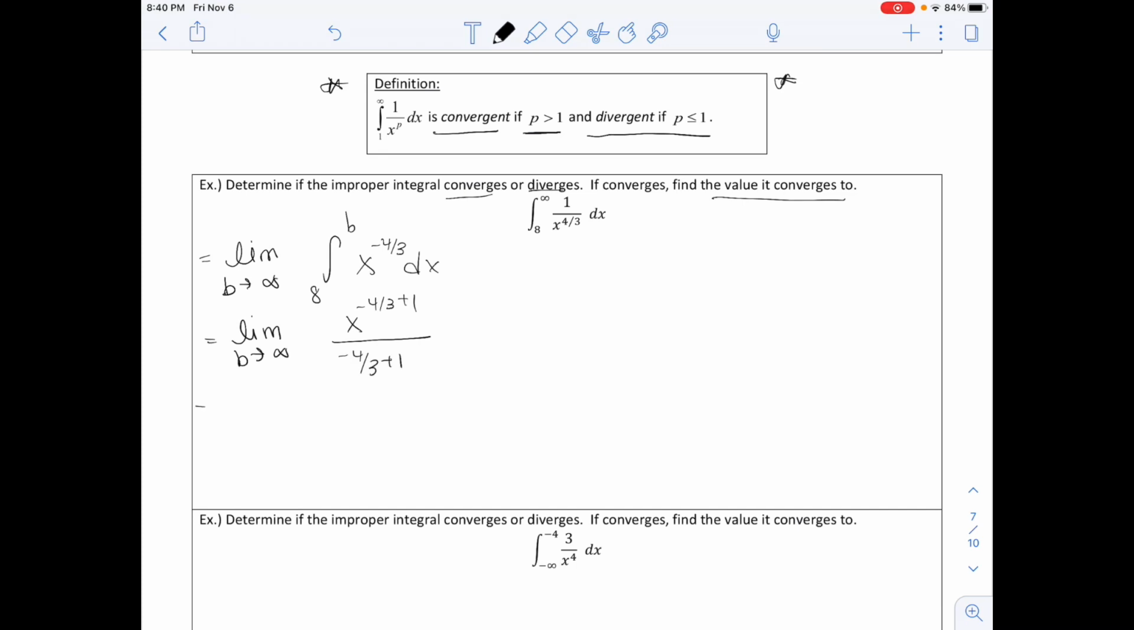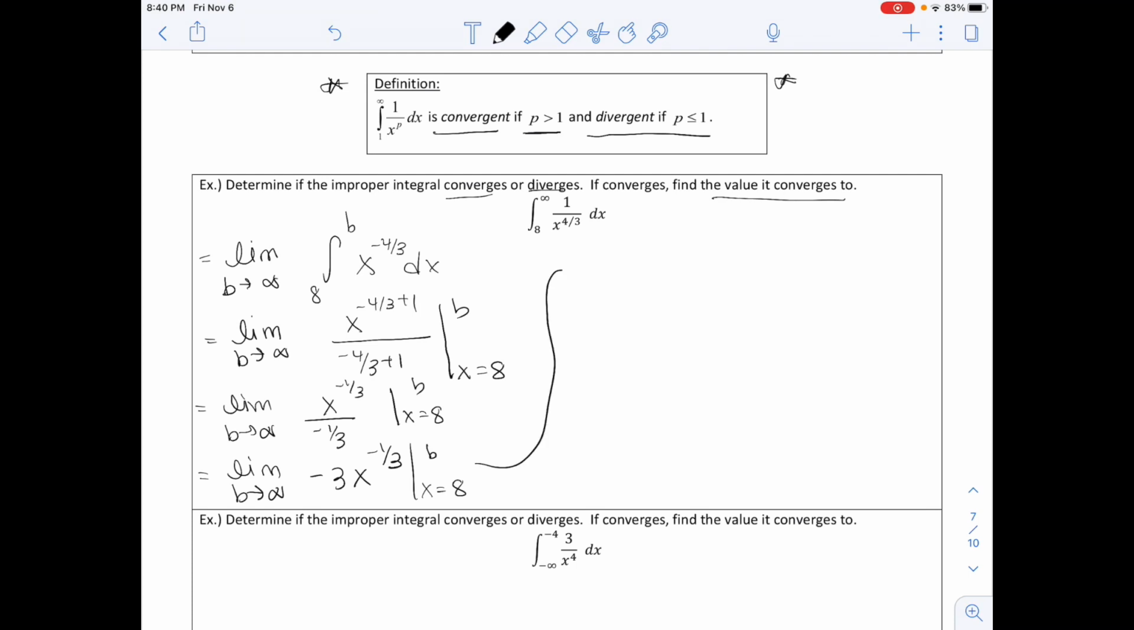So when we do this, we have the limit as b approaches infinity of x to the negative 1/3 divided by negative 1/3. And then again, rewriting this so it looks a little bit better, this is going to become negative 3x to the negative 1/3. This is also a definite integral, so I'm going to go ahead and say we're going to evaluate this from x equals 8 to b.